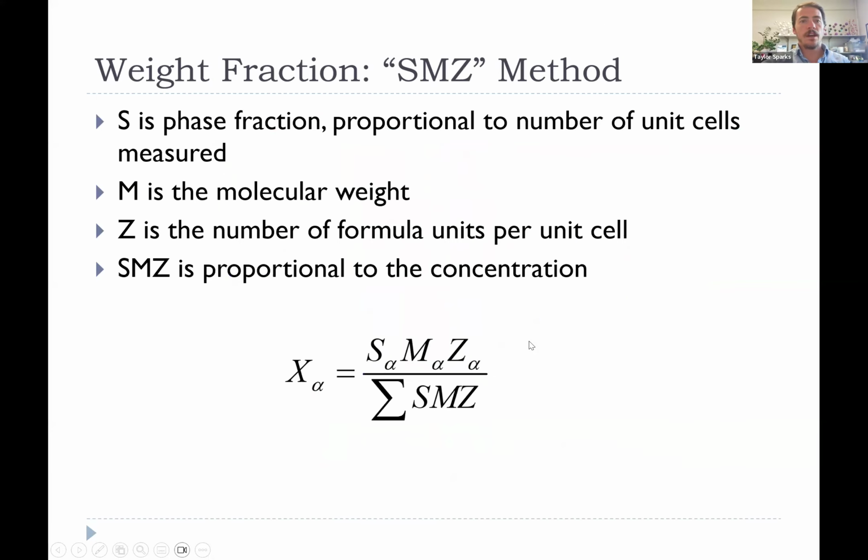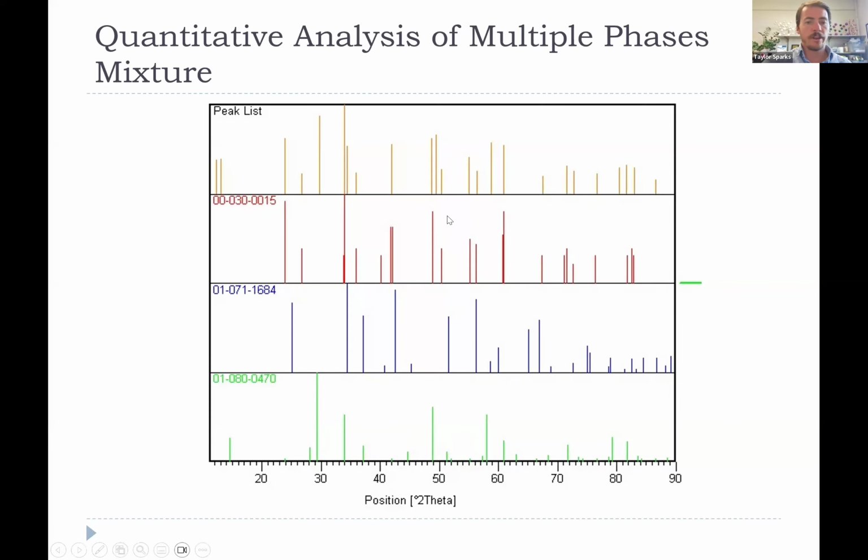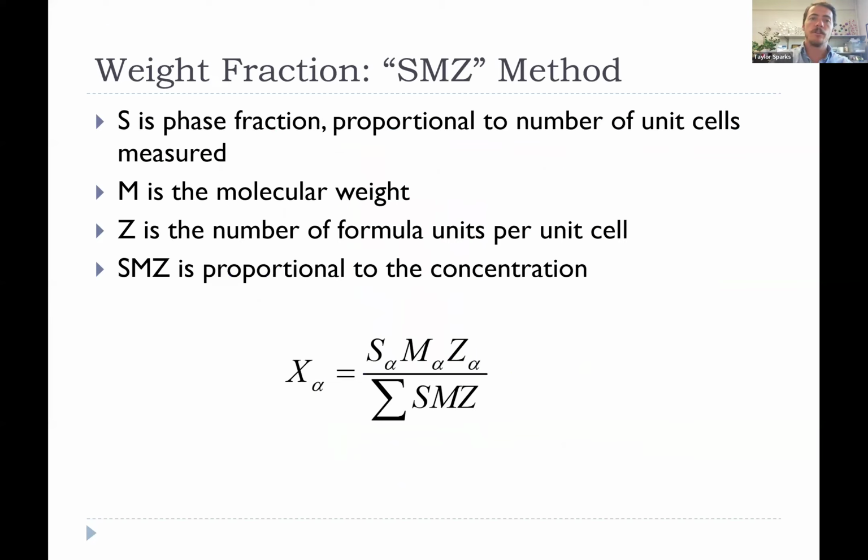But then how do you know how much is there? Like it looks like green is there. Is it the majority of the peaks? Is it the dominant phase? Does it make up more than 50%? Is it less than? To do that, you have to actually refine the fraction of the phases present.